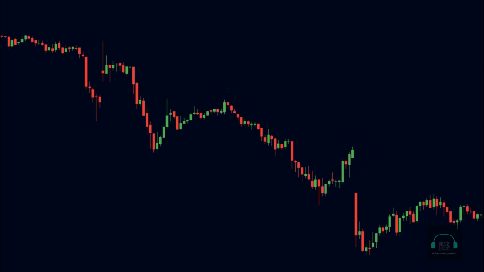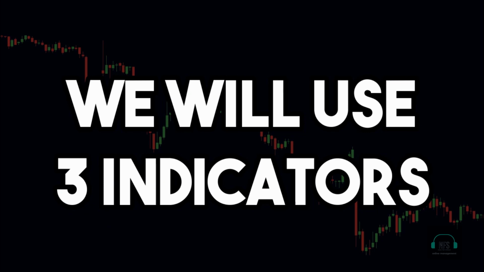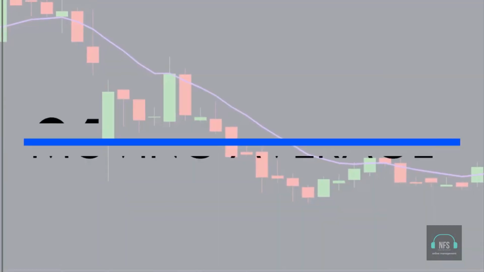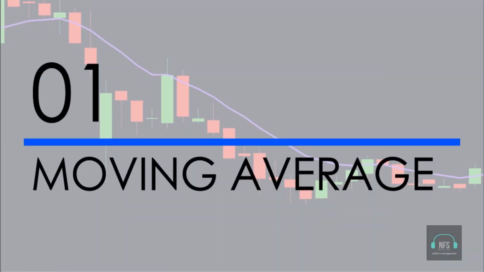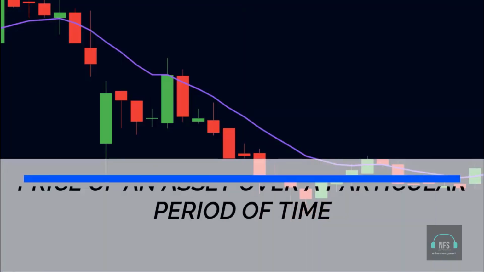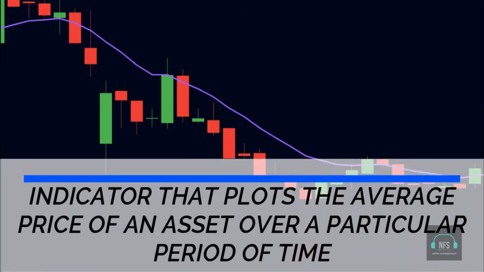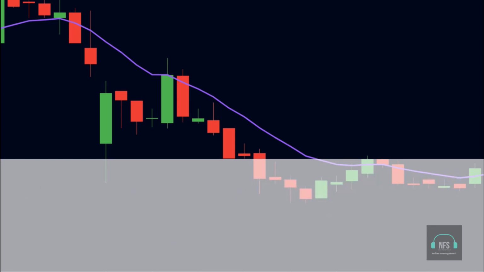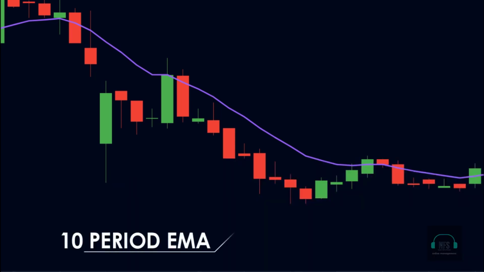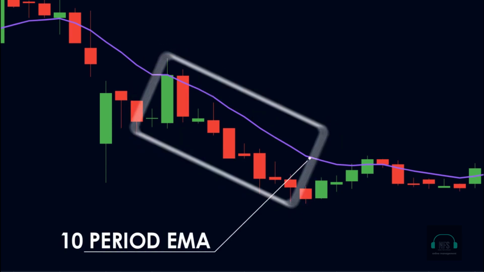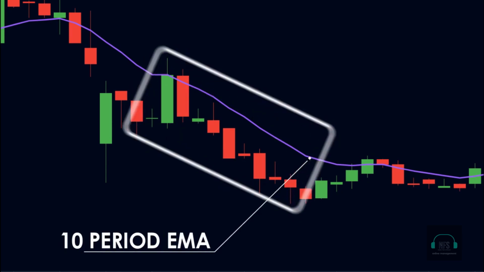In order to achieve this, we will use three indicators. The first indicator is a moving average. A moving average is a simple indicator that plots the average price of an asset over a particular period of time. For example, a 10-period moving average will give us the average price of the last 10 candles.